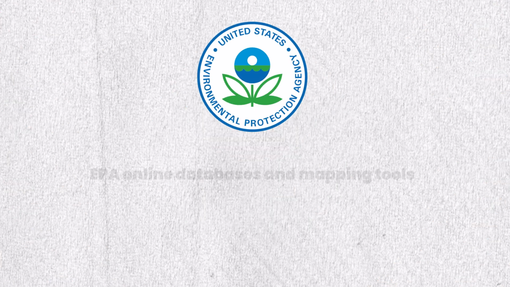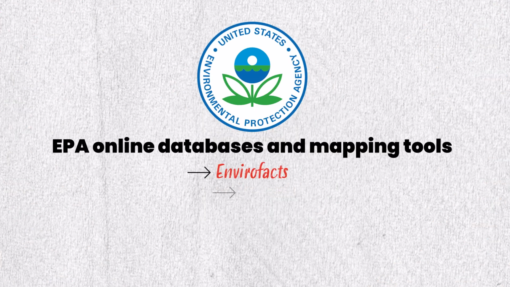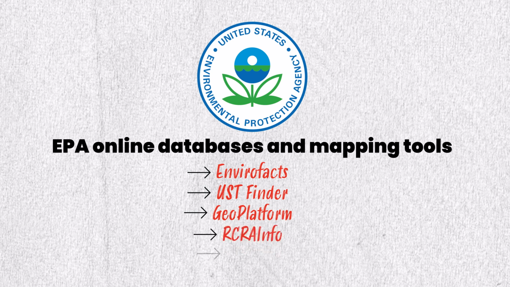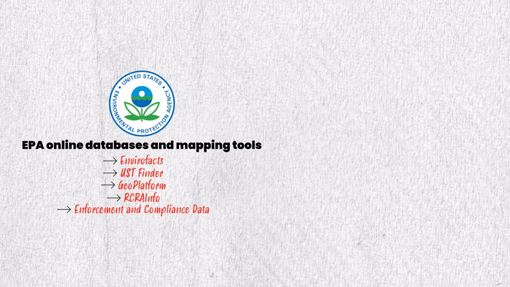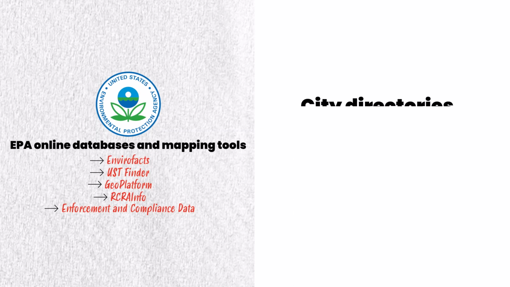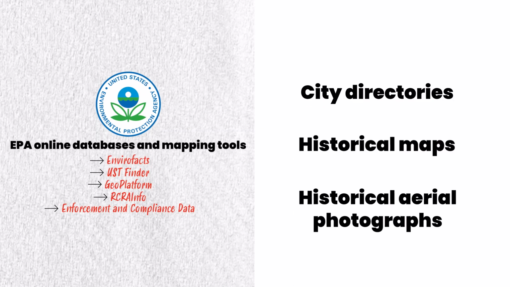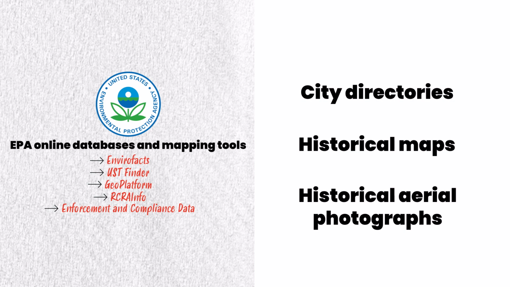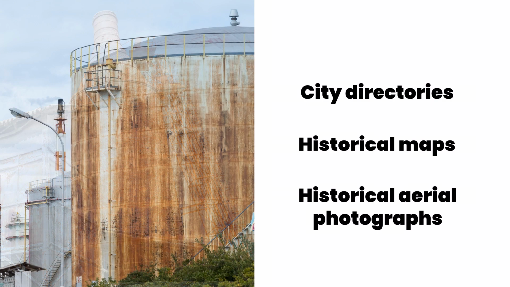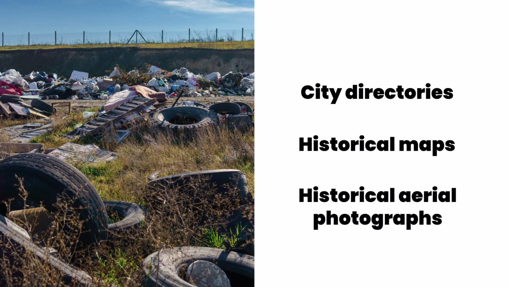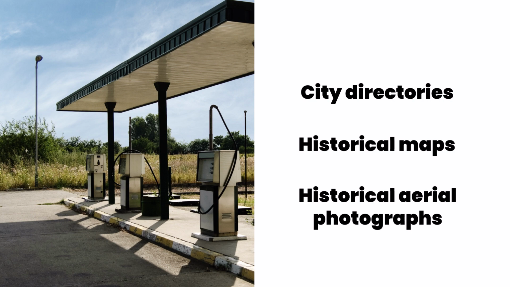EPA online databases and mapping tools such as EnviroFacts, UST Finder, GeoPlatform, RCRAInfo, and EPA enforcement and compliance data are one set of sources. Your state may have local databases that are searchable. Other sources to check are city directories, historical maps, and historical aerial photographs. You will be looking for signs of former factories, chemical tanks, dump sites, and gas stations.